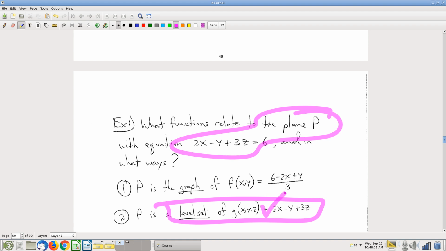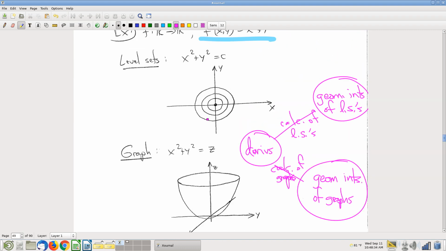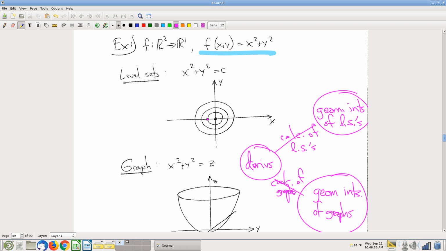Would the level set with 3 input variables be in 3 dimensions? Yep. I'm going to show you an example of that in just a minute. It's really confusing. Do notice, along the lines of your observation, that here we're looking at a single function, and the level sets and the graphs not only look different, they live in different worlds.